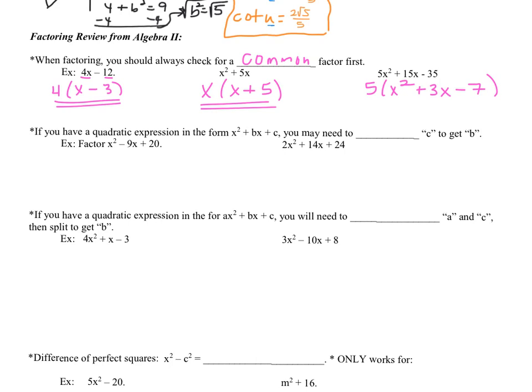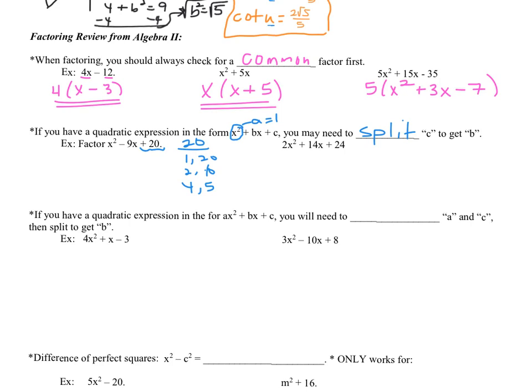Now in the next section, it says if you have a quadratic expression of the form x squared plus bx plus c, the thing to note about this one is that the number in front of x squared equals 1. So a would equal 1. You may need to split the constant, that c value, to get the b in the middle. So it says factor x squared minus 9x plus 20. The 20 is the c value, that constant. We want to figure out all the possible ways to multiply numbers to get 20. We could do 1 times 20, 2 times 10, or 4 times 5.